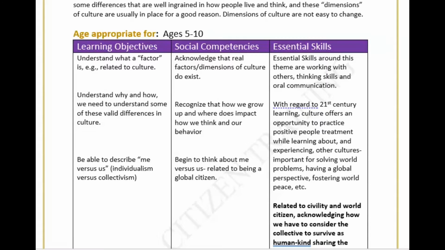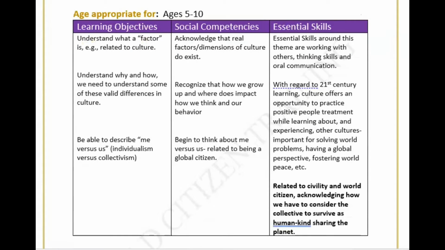This is the individualism versus collectivism dimension of culture, which as a young child is something they can usually understand, but it will be critical as they get older, and they can build on knowledge of that one dimension or factor as they learn about other dimensions of culture.